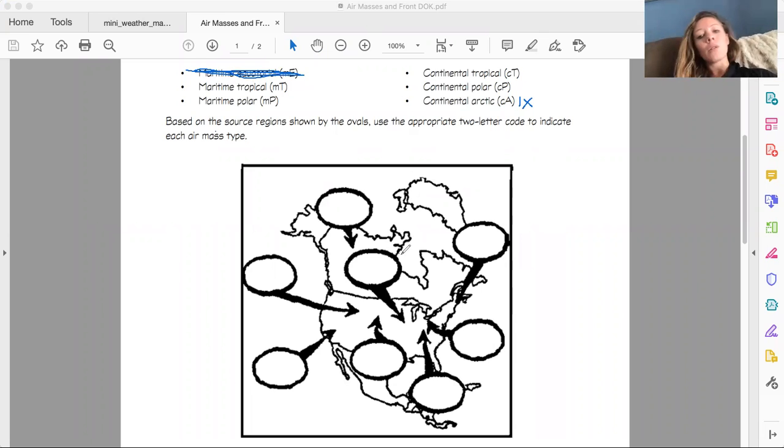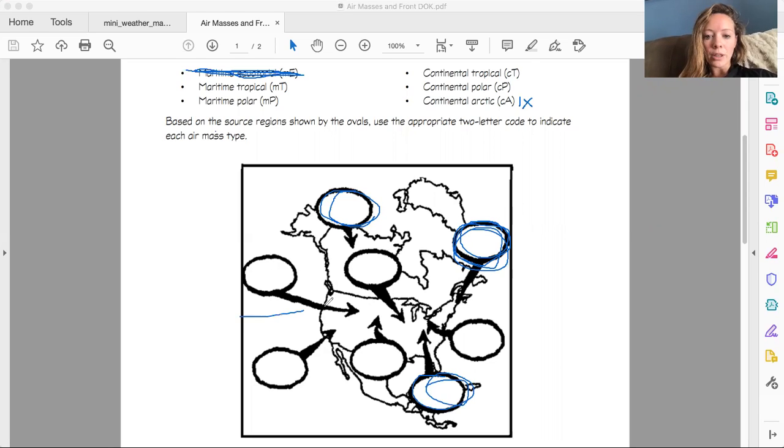Okay, so you want to focus on the bubbles and where they're at. So, like this one is over water. So, think is that maritime or continental? This one I would say is a little bit more over land. This one's probably a little bit more over water.